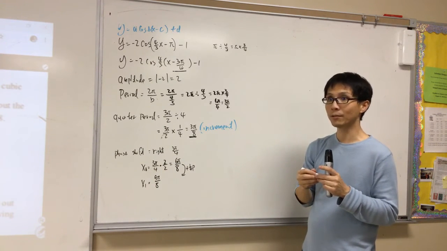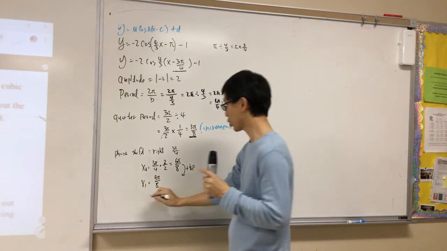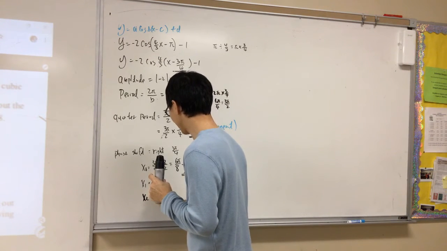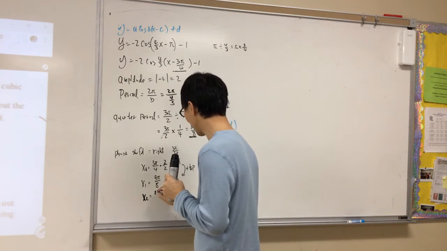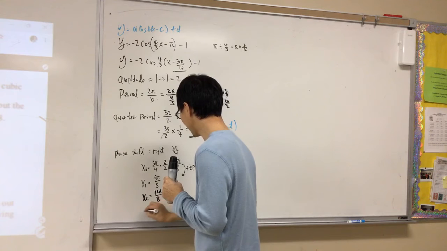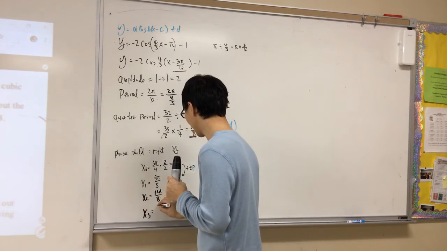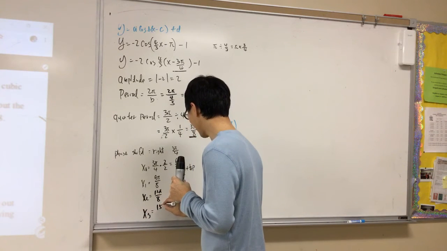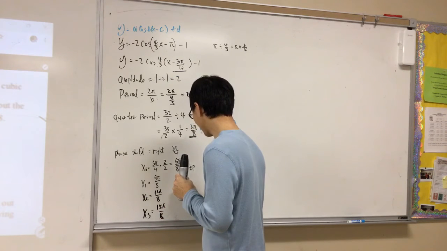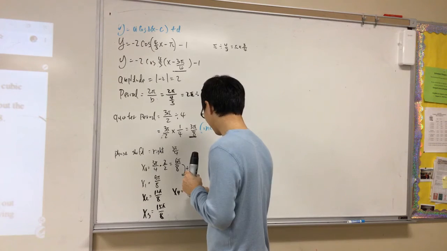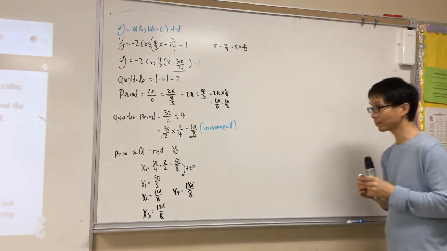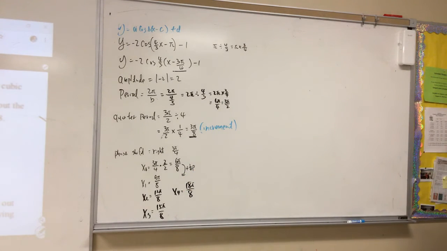Am I going too fast? So I'm going to start out with x2. That's going to be at 3 pi over 8, so that's going to be 12 pi over 8. x3 is going to be what? 15 pi over 8. x4 is going to be what? 18 pi over 8. We only need 4 points to graph. And these 4 points are going to help me.